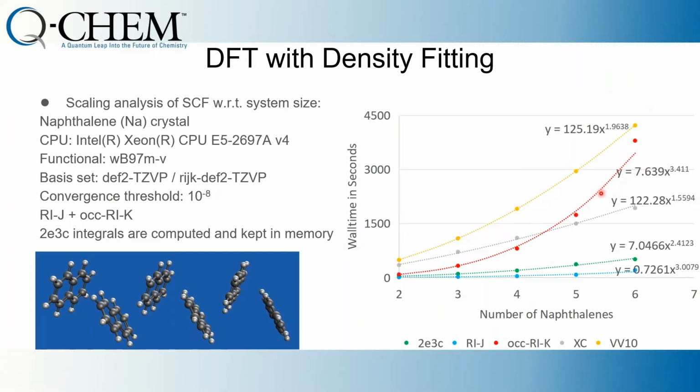But for the scaling here, you can see the overall scaling for J and for K is cubic, or even between cubic and quartic, because in this case you need to form MO-based two-electron three-center integrals, and also solving the linear equation is in this case quartic scaling.